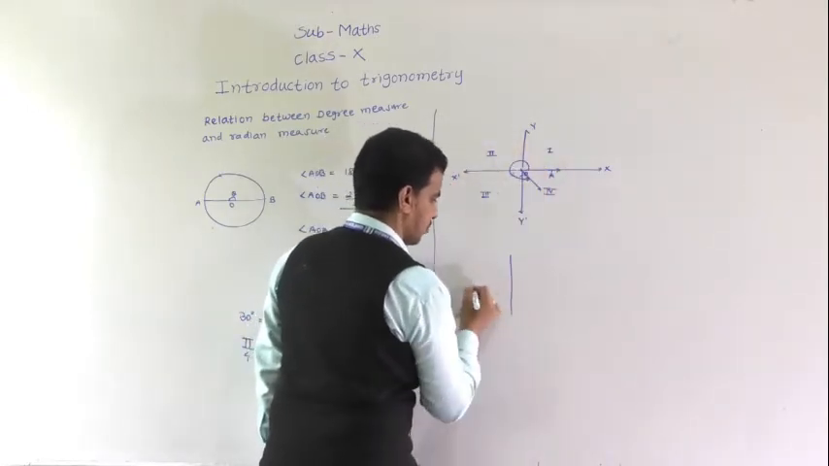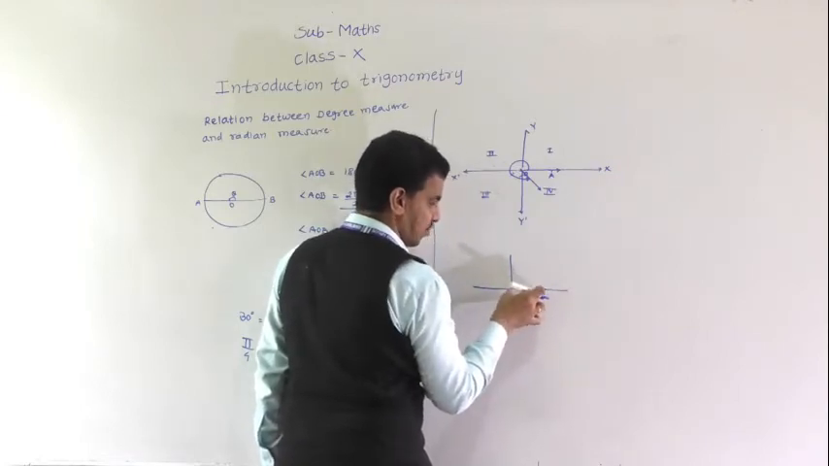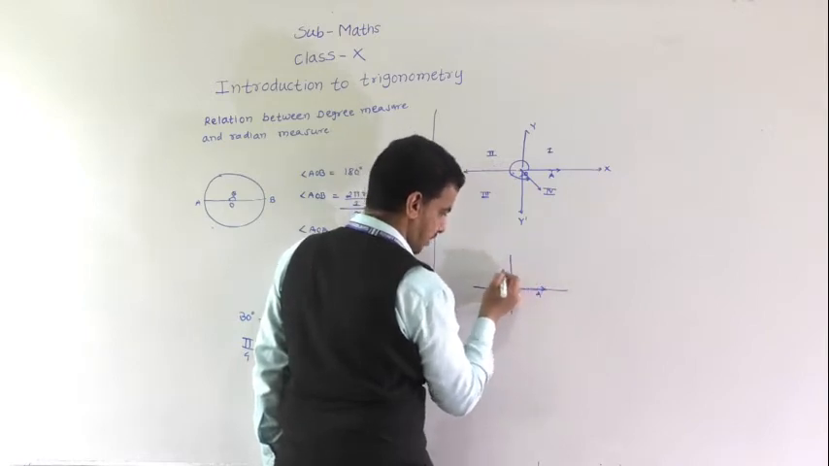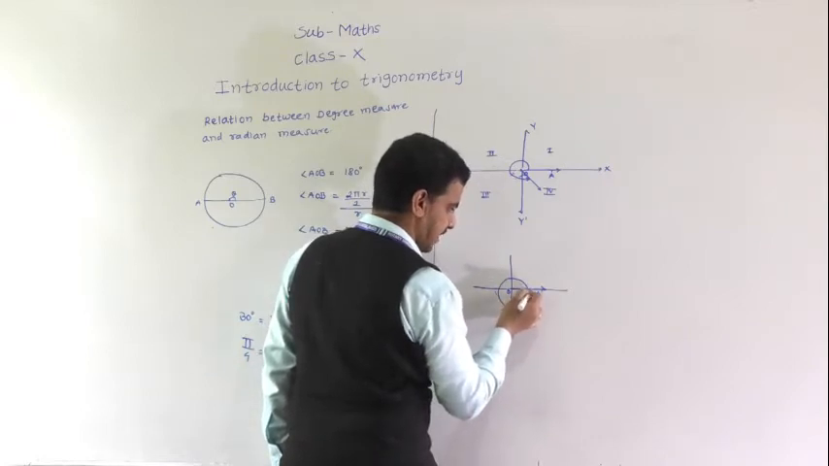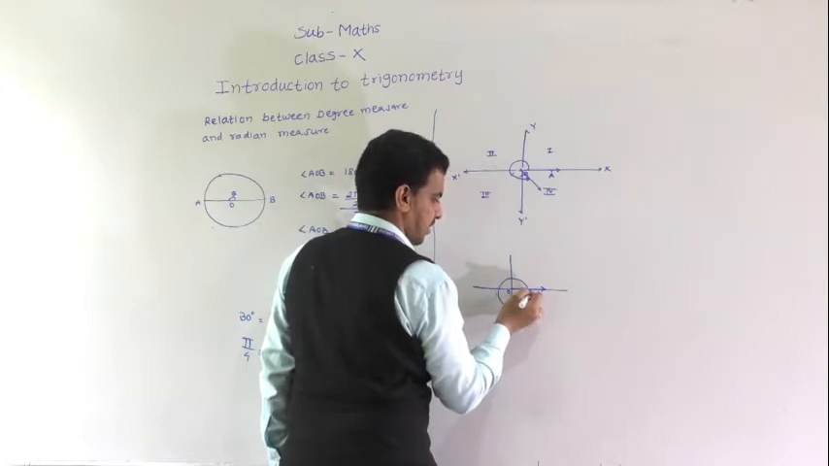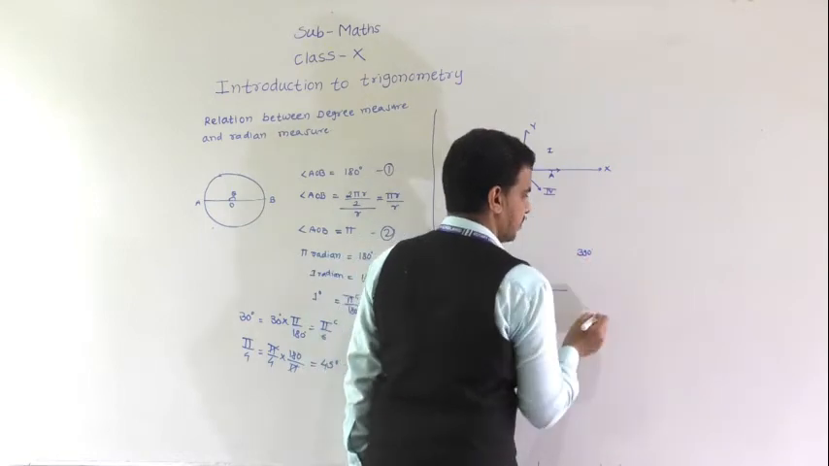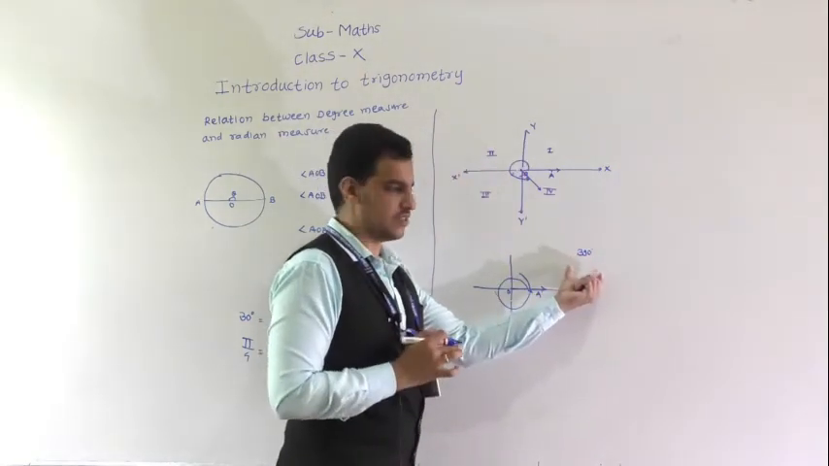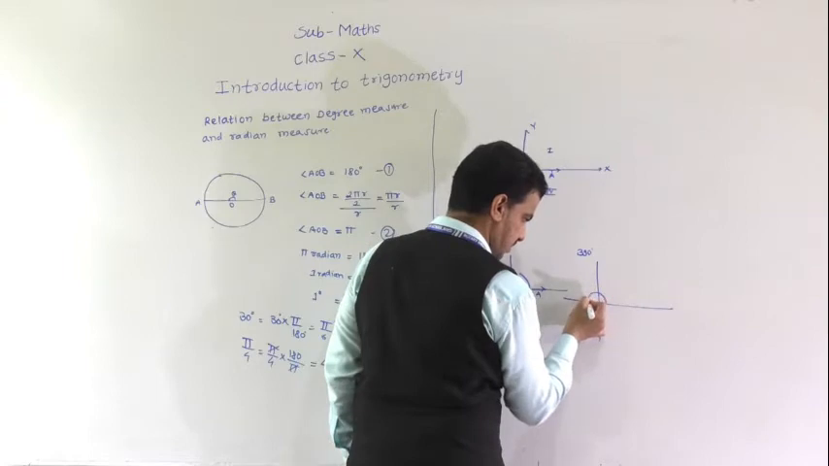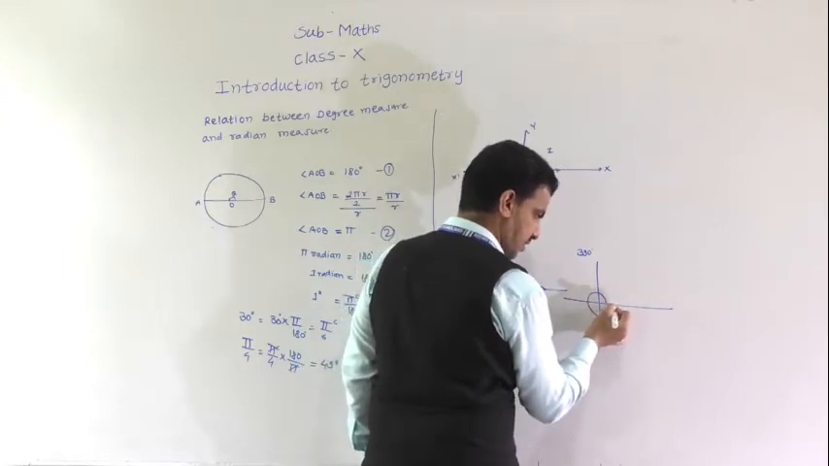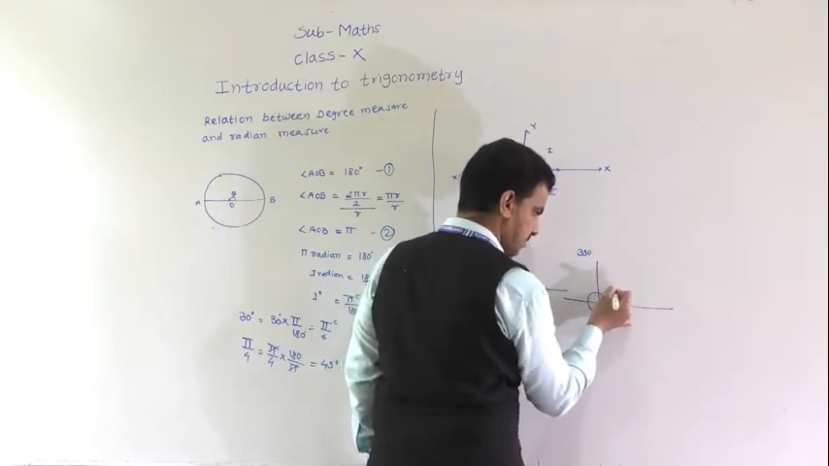Likewise we can rotate. Suppose OA is here, and OB is the ray coincident with OA, and we rotate this anti-clockwise. If one rotation is completed, then that angle is 360 degrees. Again we can rotate here. Suppose we have to draw a 390 degree angle, how do we locate it? One rotation is 360 degrees, so here 360 degrees is complete, again we have to rotate 30 degrees, so the angle is here.